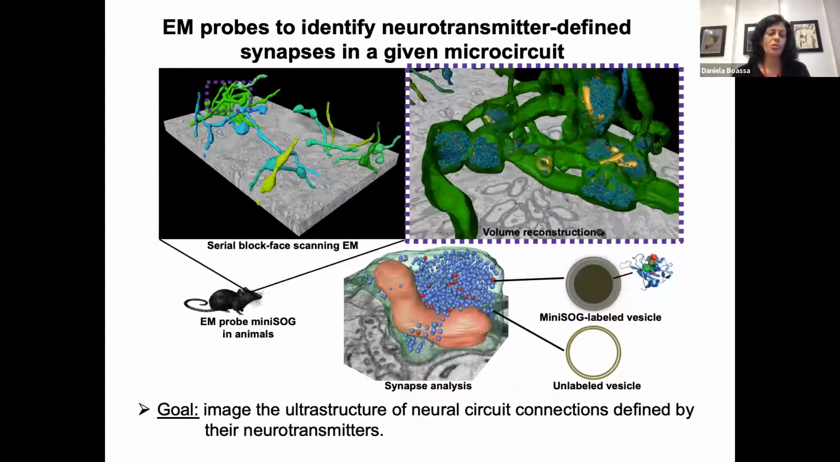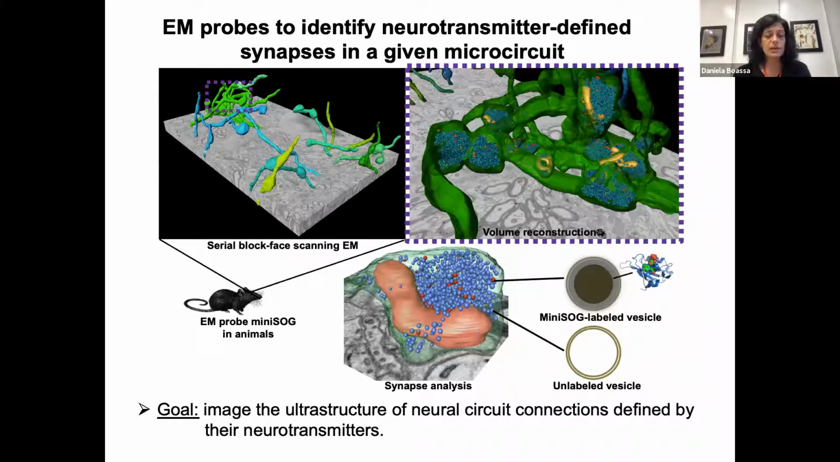This is a project in collaboration with Tom Nasco's group at UCSD, where the goal has been to identify neurotransmitter-defined synapses in a given microcircuit. And to do that, we combine the use of EM probes in transgenic animals, the 3D EMs to achieve high-resolution volumes, and the deep learning automatic segmentation tools to extract valuable information from these volumes.